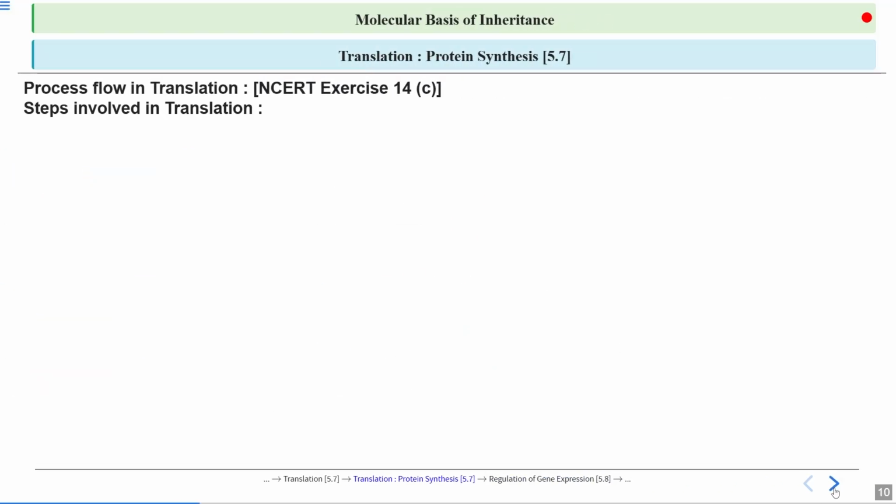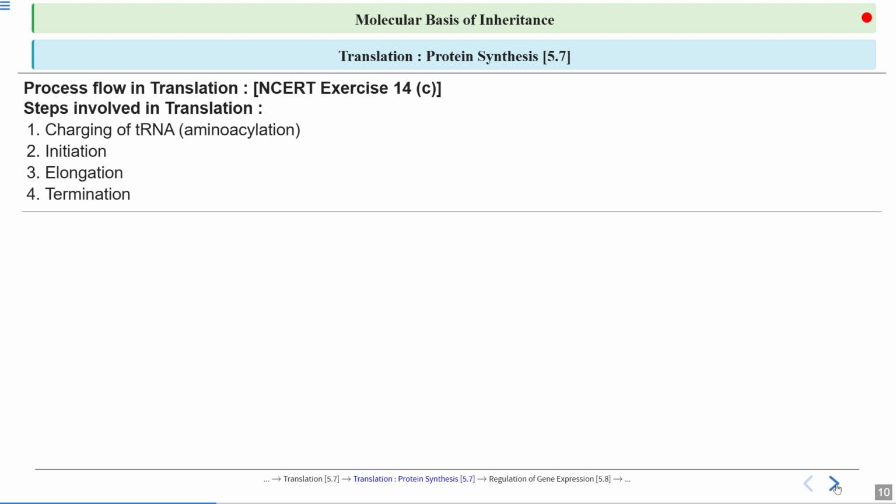Now next, we have talked about the different machinery that we require in the translation process. It is mRNA, ribosome, and tRNA. Now we will understand the steps involved in translation, the process flow in translation, and from here you can answer NCERT exercise question number 14C. So let's start. First, charging of tRNA, which we also call amino acylation, then initiation, elongation, and termination. These are the steps involved in translation. We're going to talk about each.